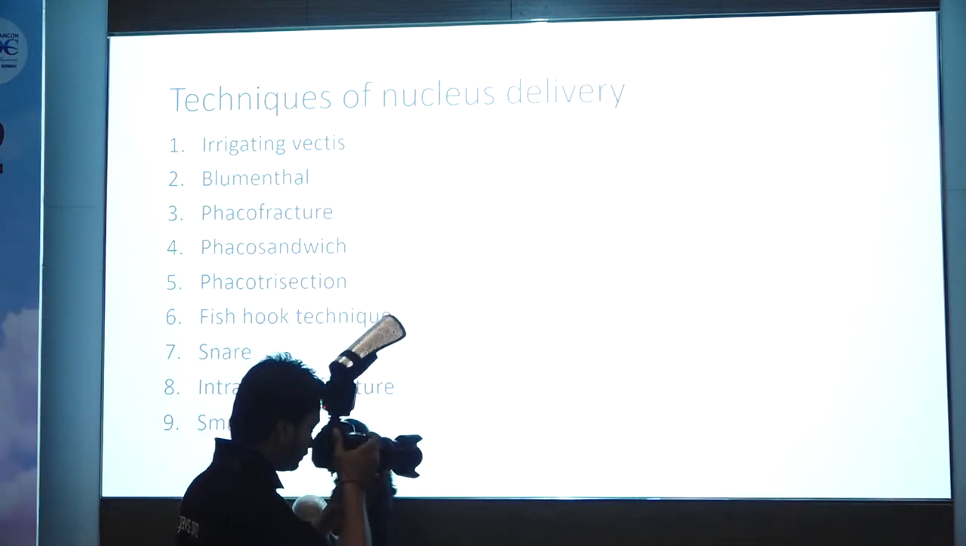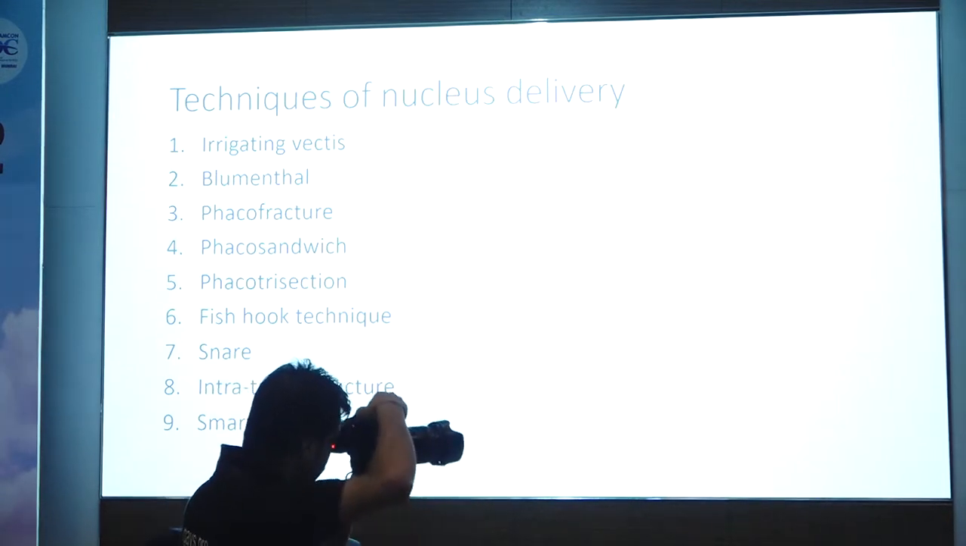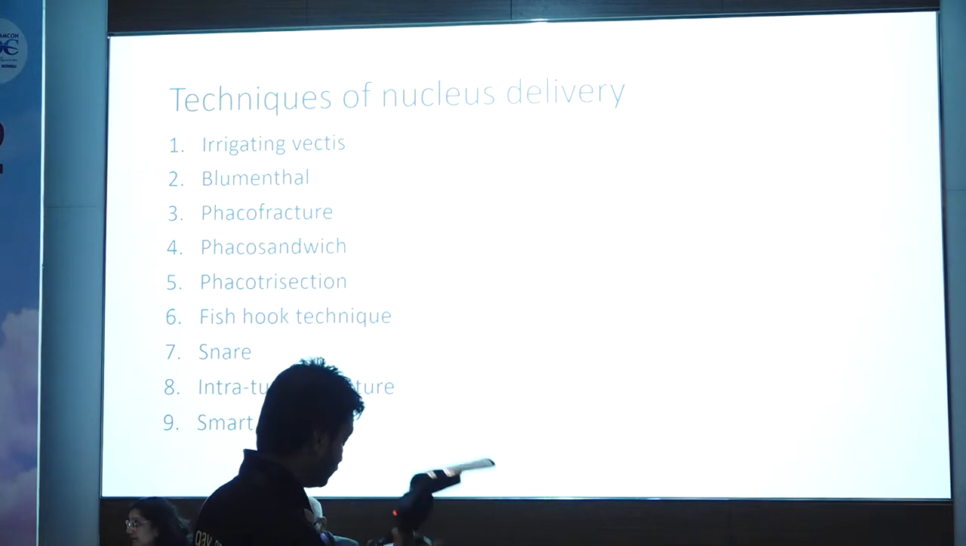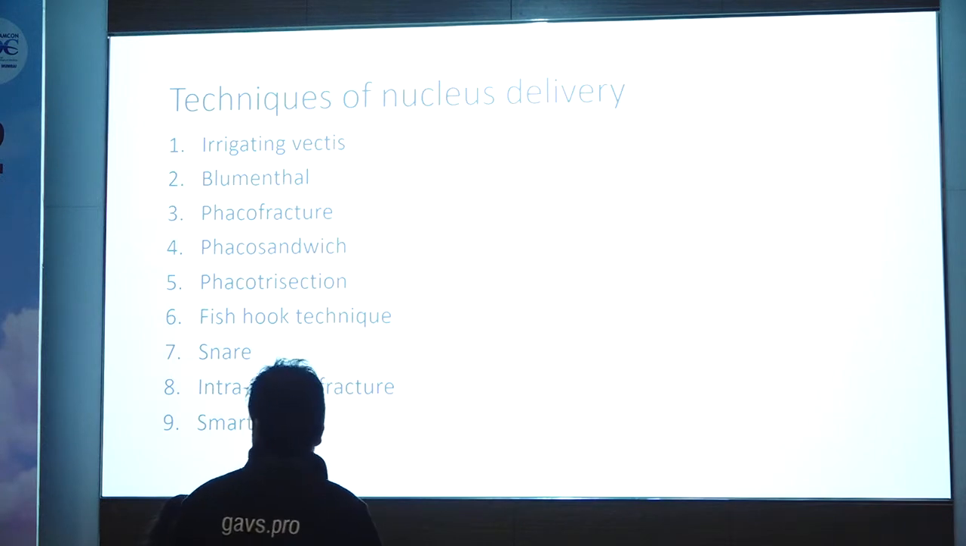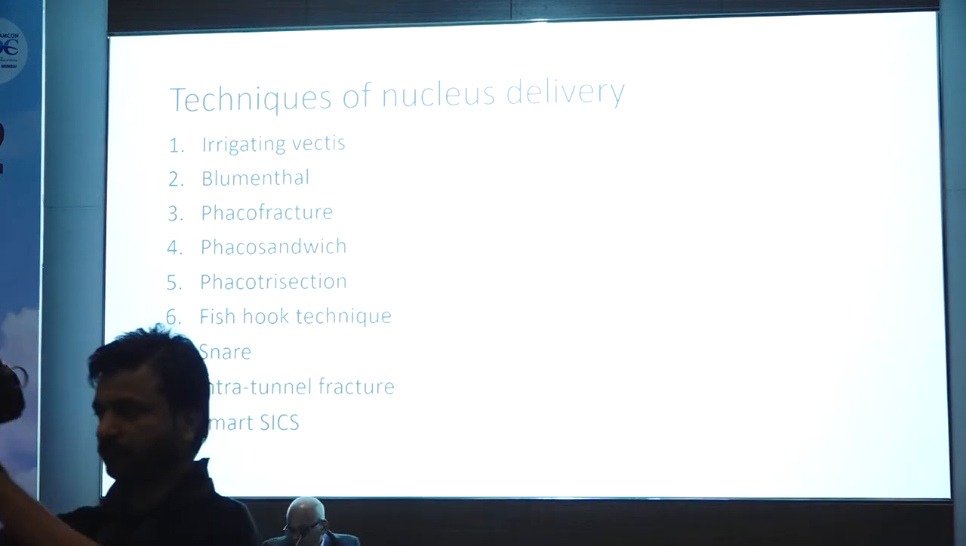These are the 9 most common types of SICS that are done. Of course, everybody has his or her own variant, but the irrigating vectis, the blue menthol, phaco fracture, phaco sandwich, phaco trisection, the fish hook technique, the snare, the intratunnel fracture, the smart SICS, nowadays the 3 millimeter SICS, and the list keeps on growing.